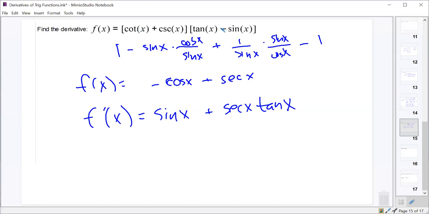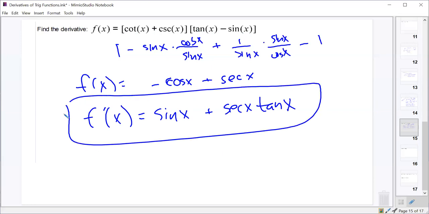If we tried to use the product rule first, and I'm just going to say a bunch of stuff real quick here, we would have got cotangent x plus cosecant x times secant squared x, minus cosine x plus tangent x, minus sine x times negative cosecant squared x, minus cosecant x cotangent x, which would have been a giant mess of stuff to simplify. So most of the time when you try to take the derivative of a bunch of stuff with trig functions, you want to try and simplify that expression as best you can first. So always simplify first if you can. Any questions or issues with that?